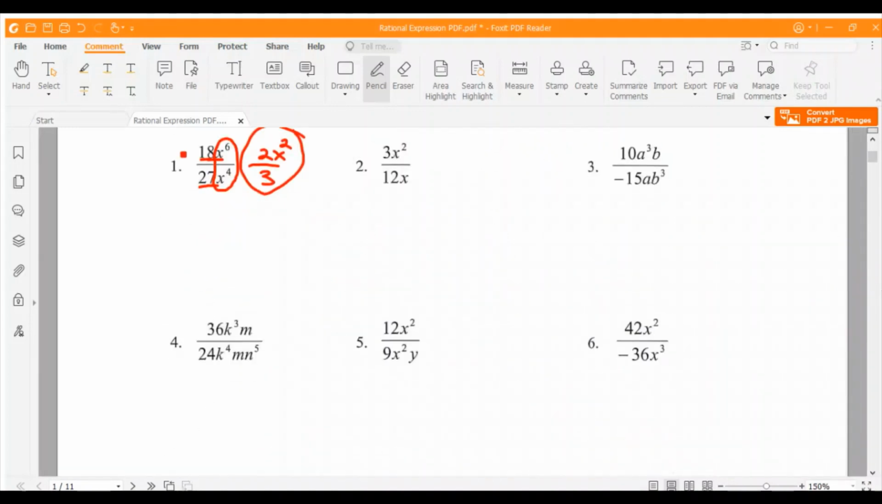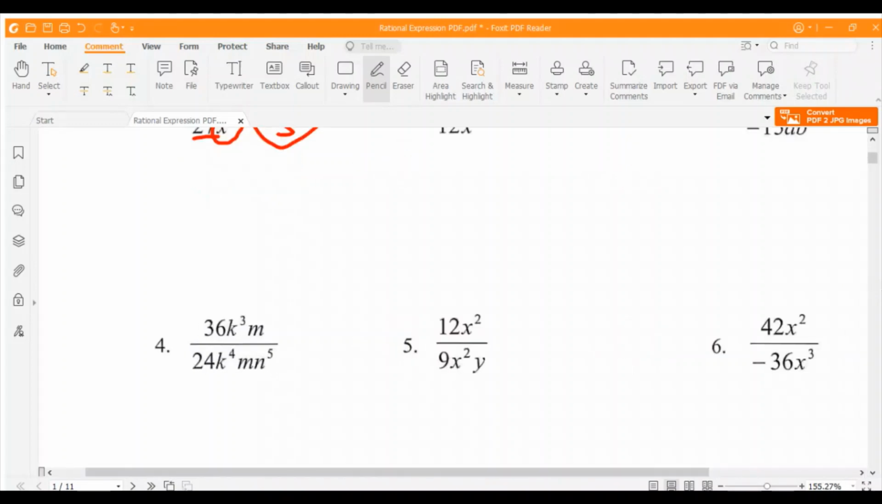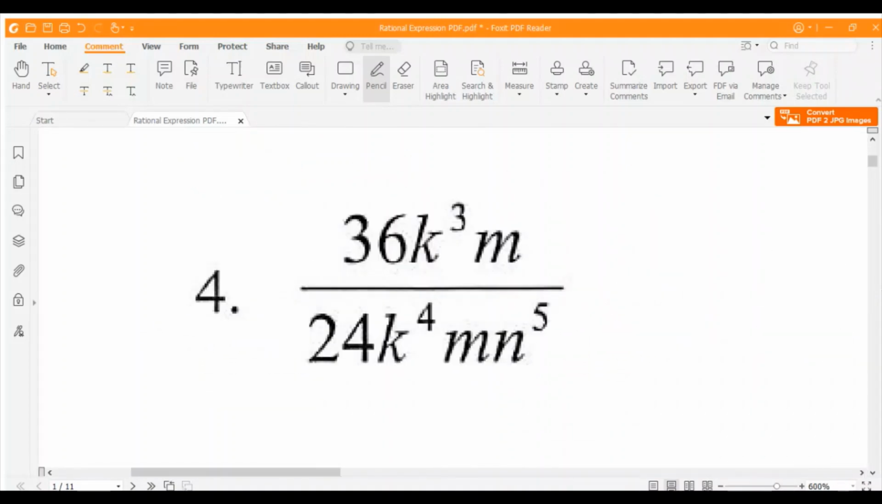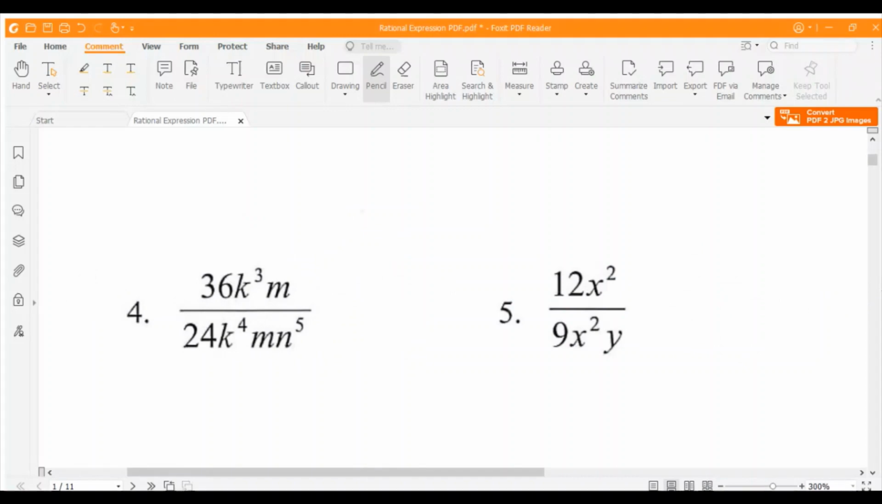Let me go down to, I don't know, maybe we'll do one that looks a little bit more fancy, right? So if you look right here, number 4 on this particular example, I'll zoom out so it looks a little more clear. You got 36 and 24, right? Well, you got to ask yourself, what's the greatest common factor that goes into both of those numbers? You have to think about it.